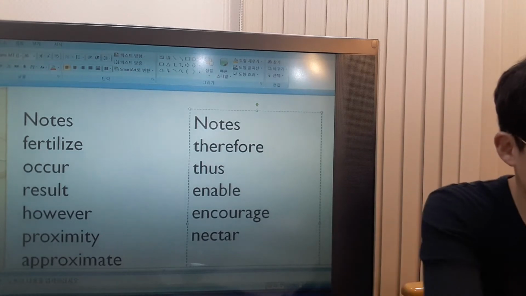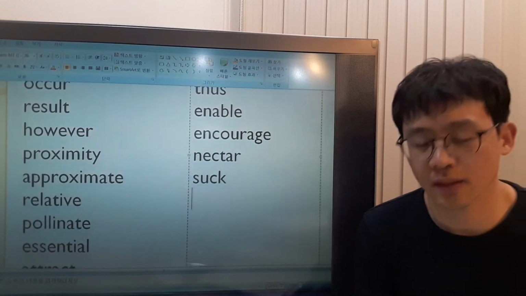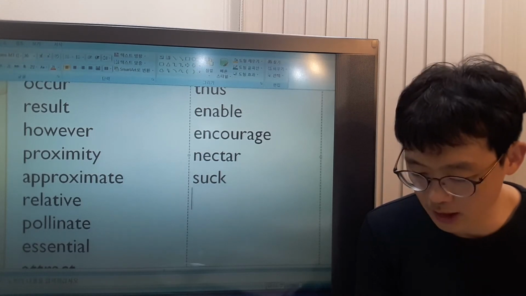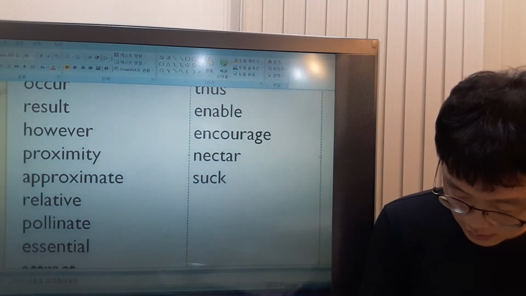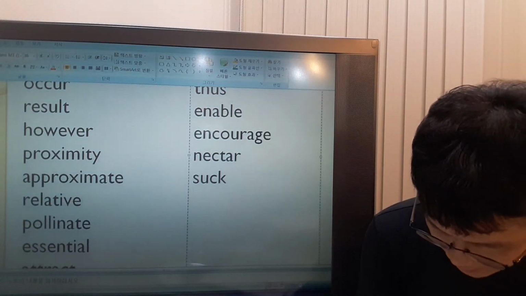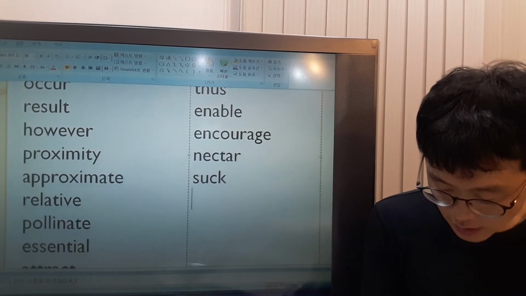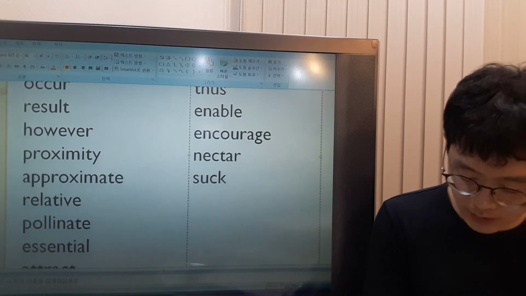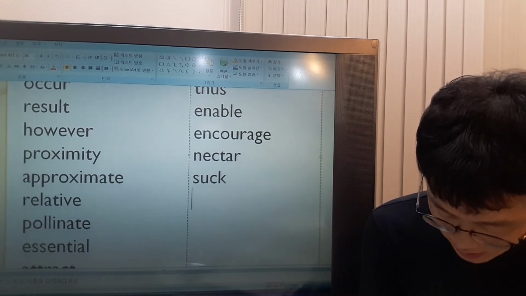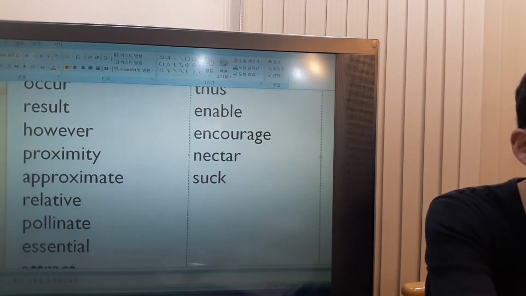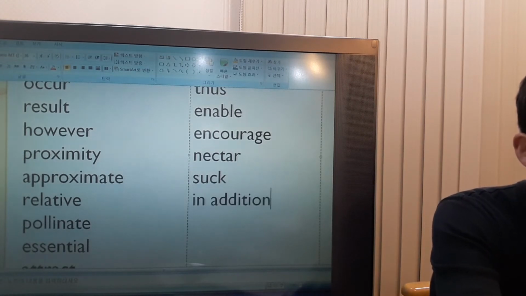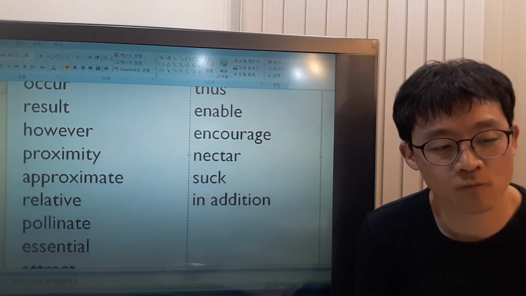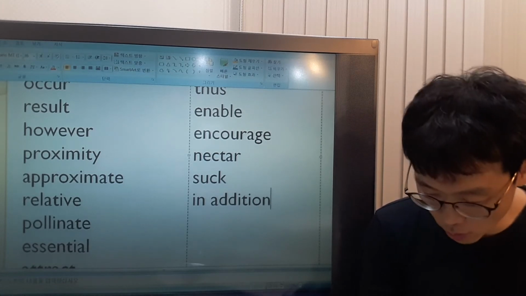Suck the nectar. What does that mean, suck? Suck means to put your mouth on something and pulling out the liquid of something. Okay? The smell of the nectar attracts many animals. In addition, the colorful petals of many blooming flowers act as attractors. In addition. What does that mean, in addition? Addition is the noun for add, alright? So, in addition means to add, to say more.